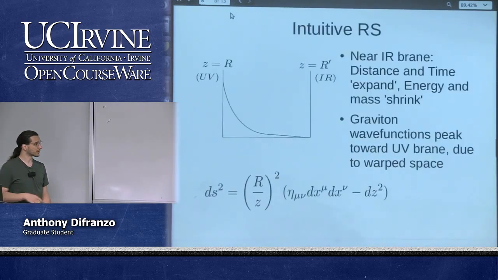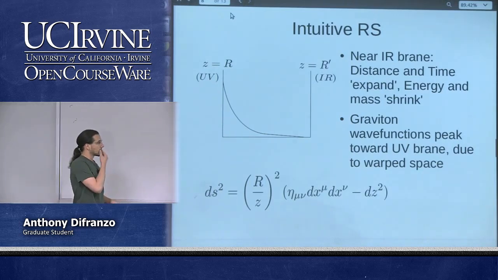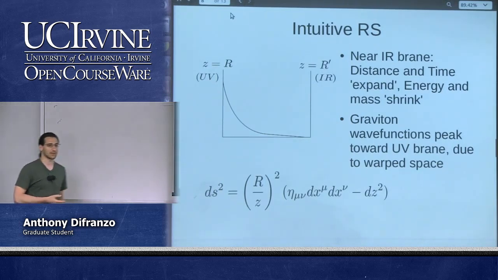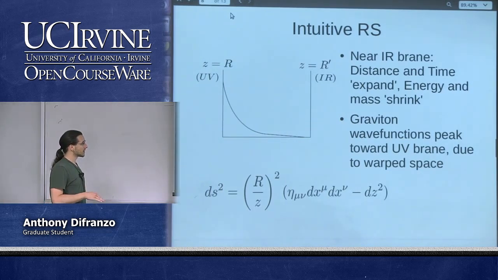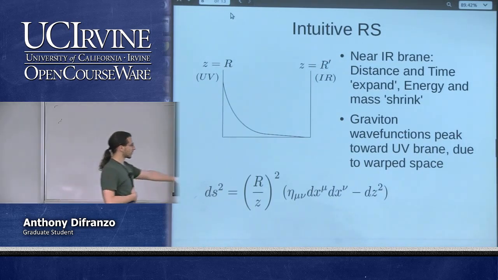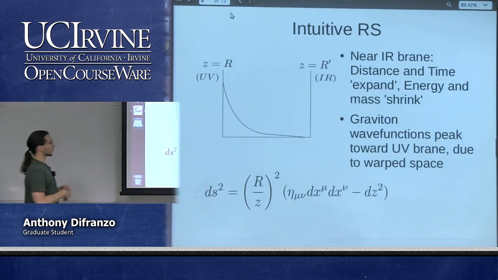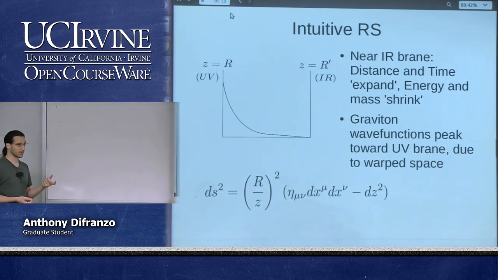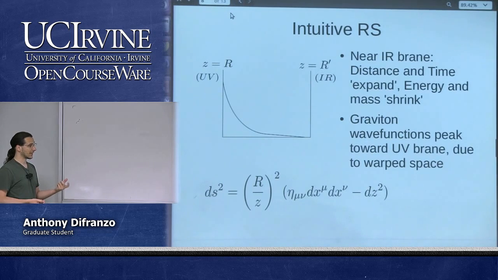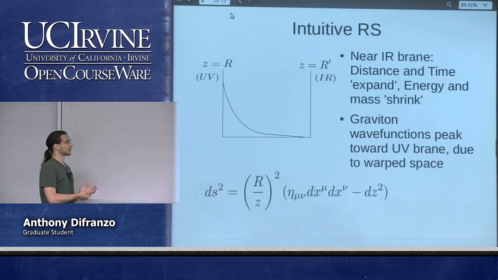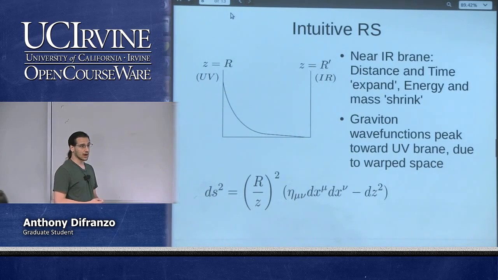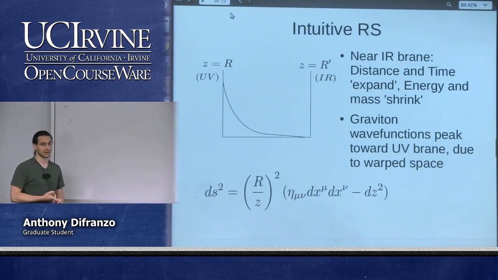So let's talk about this intuitively first. You can kind of already see how this might solve the hierarchy problem. First off, because of the way this metric is formed, as I go closer to the IR brane, my metric, or in other words, my ruler that I'm using to measure things, is getting smaller. So everything is starting to look bigger and bigger. So distance and time expand, but correspondingly, energy and mass shrink. Mass and energy being what gravity sees. So already you can kind of see that gravity is very weak near the IR brane.